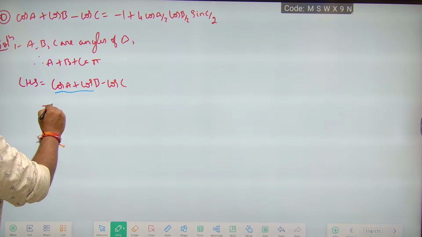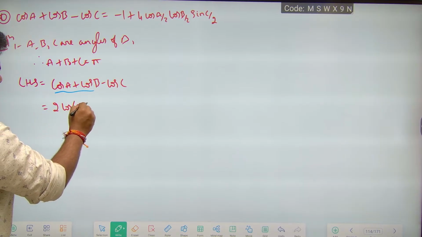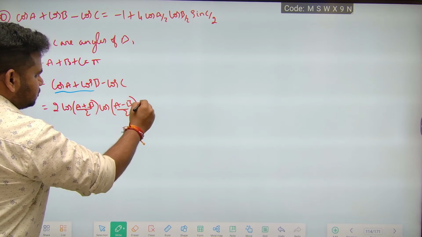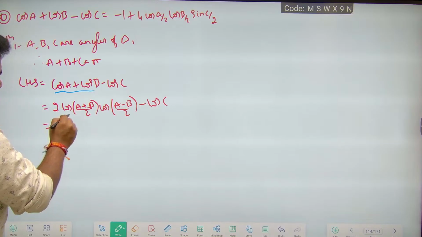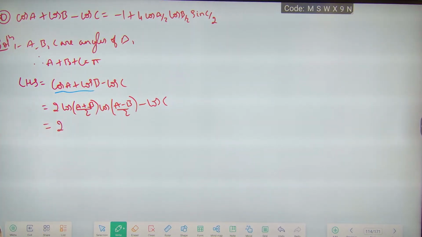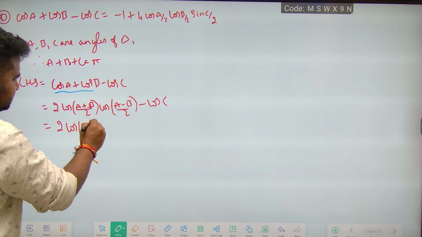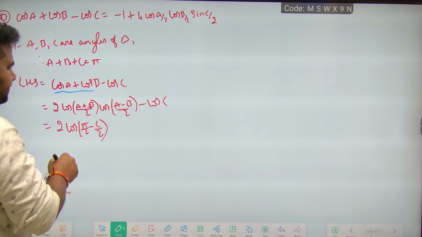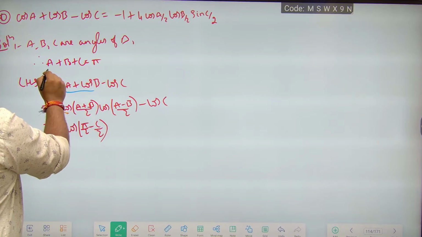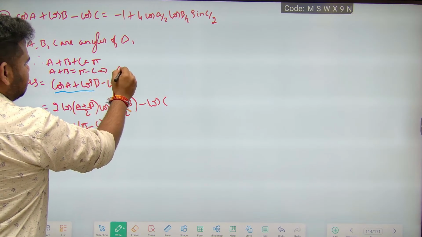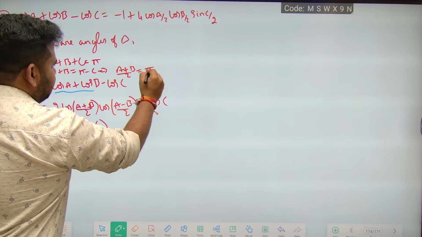So this you can write as 2 cos of (A plus B) by 2 into cos of (A minus B) by 2 minus cos C. Now 2 cos of (A plus B) by 2, I can write as 2 cos of (pi by 2 minus C by 2), because A plus B is equal to pi minus C. This implies (A plus B) by 2 is equal to pi by 2 minus C by 2.